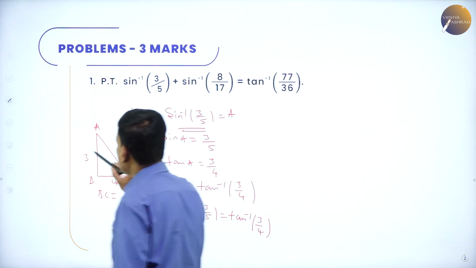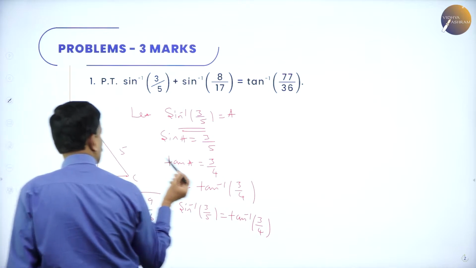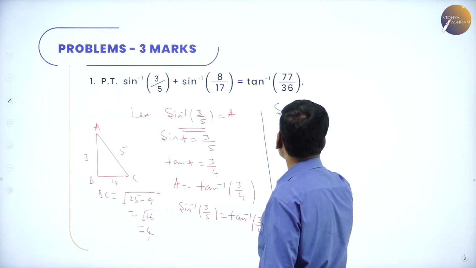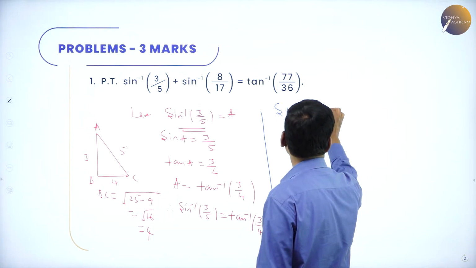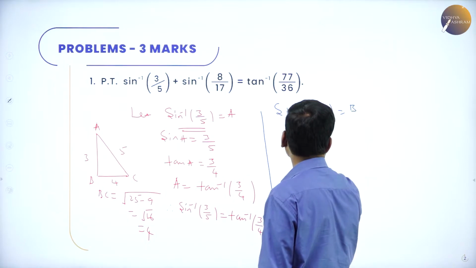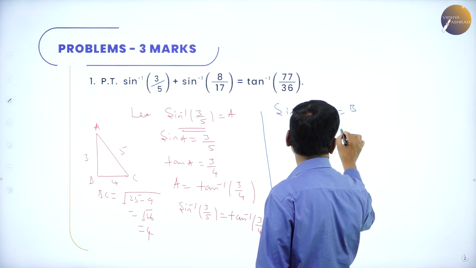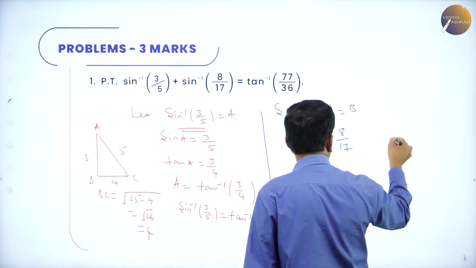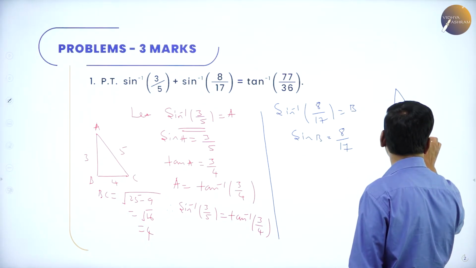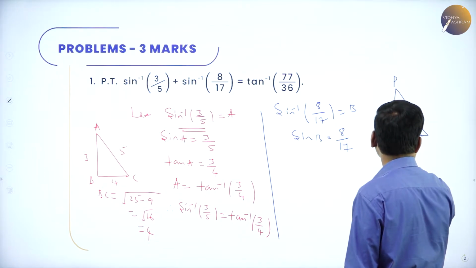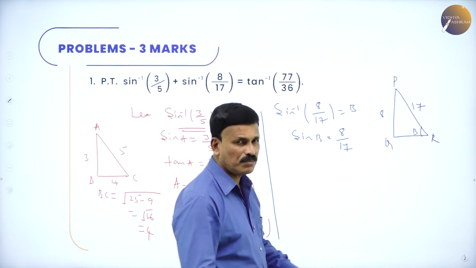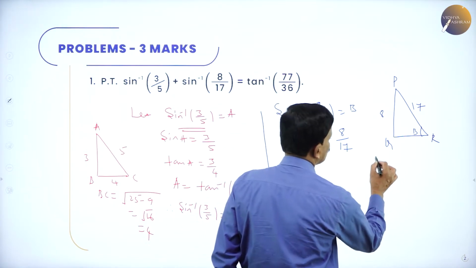Now, let us come to the second part. Let us consider sin inverse 8 by 17 is equal to B. Then sin B is equal to 8 by 17. Again draw a triangle, substitute here. This is angle B. So let us consider PQR. Sin theta is 8 by 17, opposite by hypotenuse. Find out the value of QR.